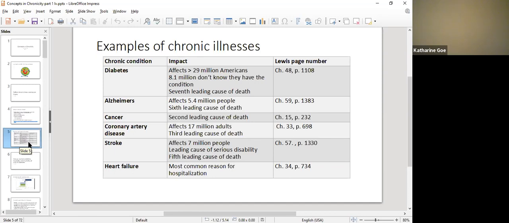Cancer is the 2nd leading cause of death. Coronary artery disease is the 3rd leading cause of death. That has currently been replaced by COVID. Stroke affects 7 million people, and it is a leading cause of serious disability and the 5th leading cause of death. And heart failure is the most common reason for hospitalization. So it's a very common problem.